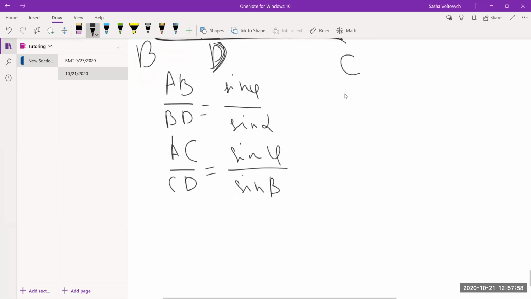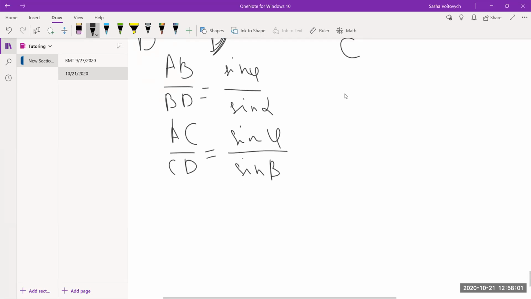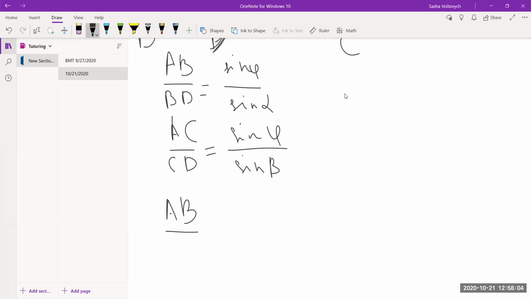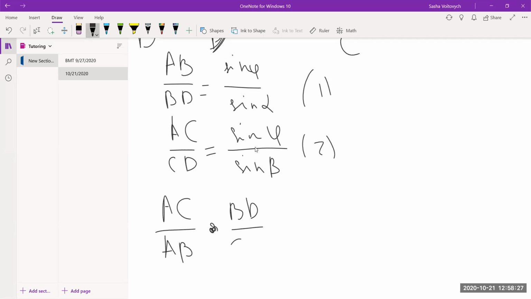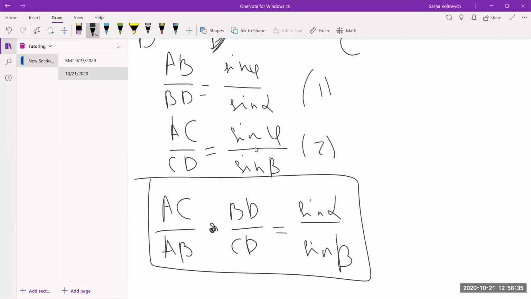So if we divide these two, the second by the first, then we get AC over AB times BD over CD is equal to sine alpha over sine beta. So this is the lemma. The ratio of sines is equal to the product of these ratios.